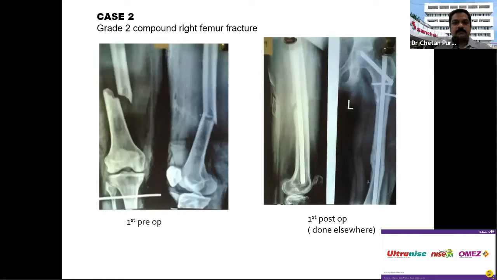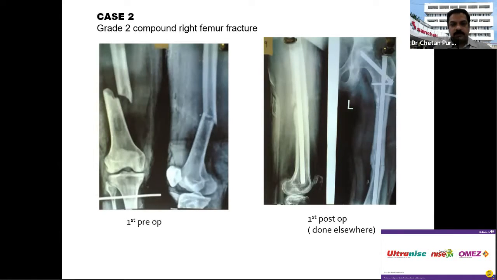Another case, this was a grade 2 compound bifocal femur fracture. Initially, the wound was debrided under local anesthesia. Upper tibial pin traction was applied. Once the wound was found dry, we went in for internal fixation with the help of a reconstruction kind of nail. But unfortunately, the patient ended up with intramedullary infection. This case was done elsewhere.